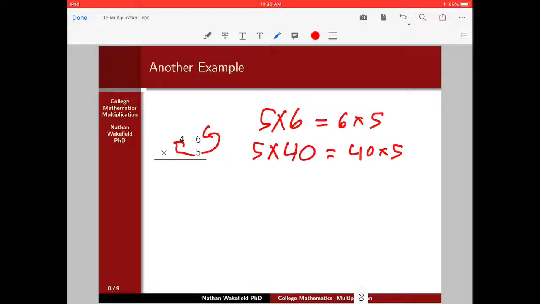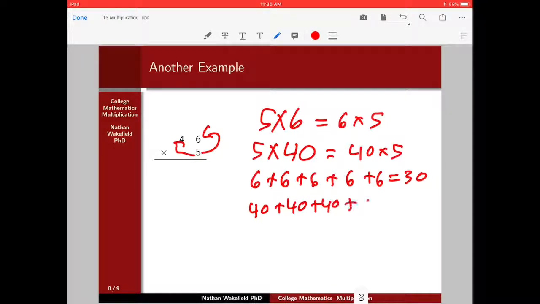If I were to do this via repeated addition, I'd have 6 plus 6 plus 6 plus 6 plus 6. But we all know from our multiplication tables that that's simply 30. And if I were to do this one, I could think of this as 40 plus 40 plus 40 plus 40 plus 40. But we know from multiplication tables that 5 times 4 is 20, add an extra 0, so we get 200. So that's the basic idea behind it.